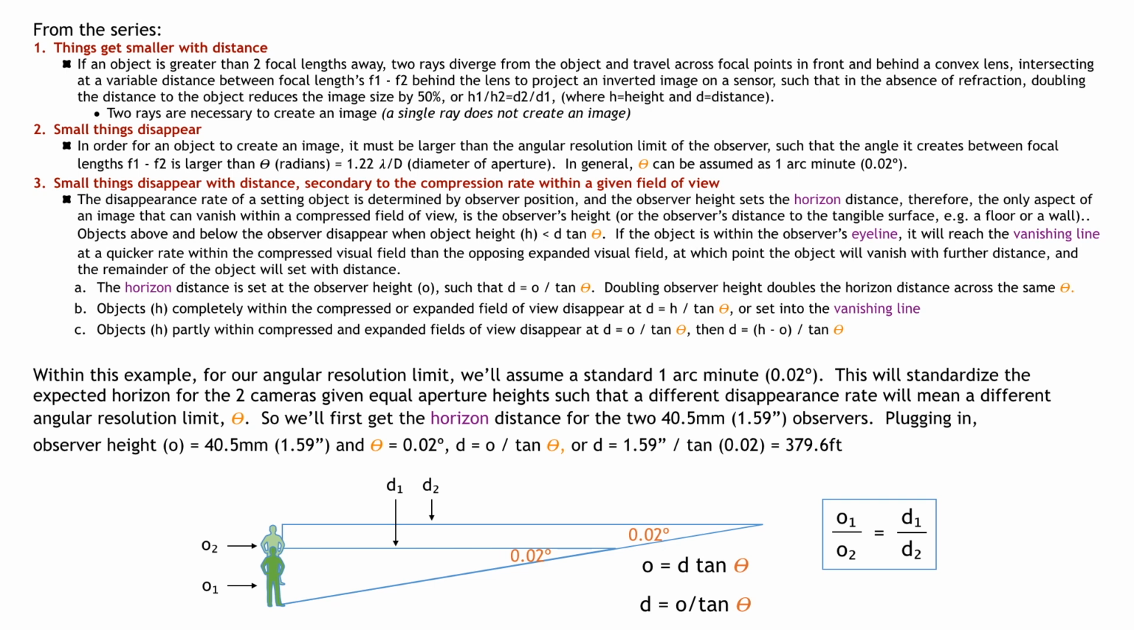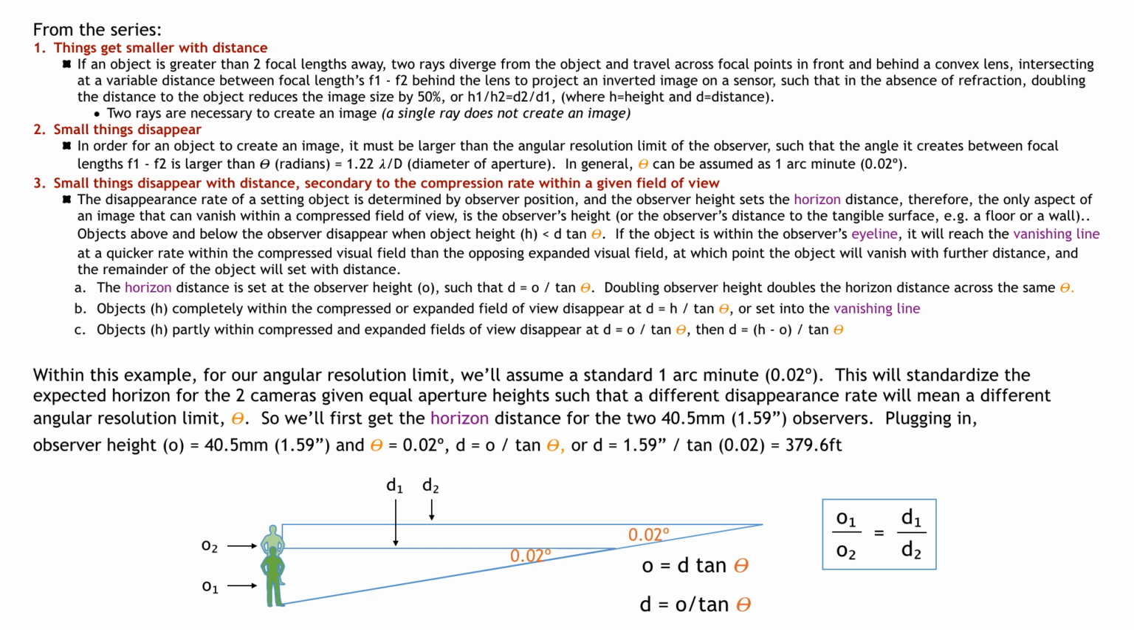Objects that are partly within compressed and expanded fields, like within your eye line, and move straight away from you, disappear at d equals the observer height divided by tangent theta. And then for the remaining object that is above your eye line at that point, the distance is equal to the height of the object that is still visible minus the observer height, divided by tangent theta. And all that will be covered in some upcoming rules of angular resolution.